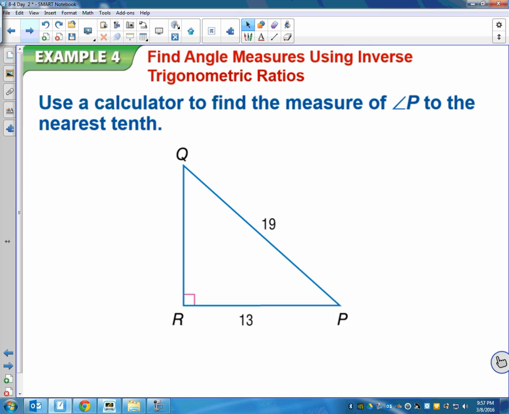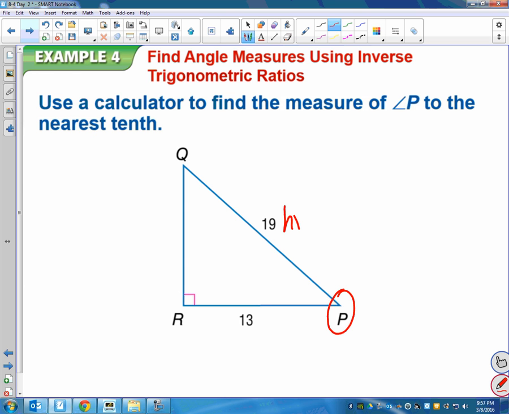This says example 4 because it's continued from yesterday's notes. It says, use a calculator to find the measure of angle P to the nearest tenth. So we're looking for angle P, just like yesterday. How do I know whether to use sine, cosine, or tangent? It's based on what I know, right? Why find QR when I have the other two sides? So you have to figure out, do we want to set up the equation with sine, cosine, or tangent?